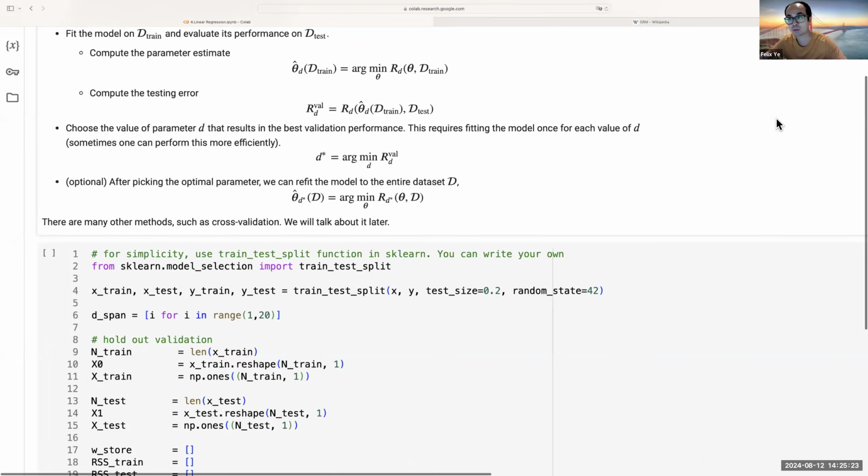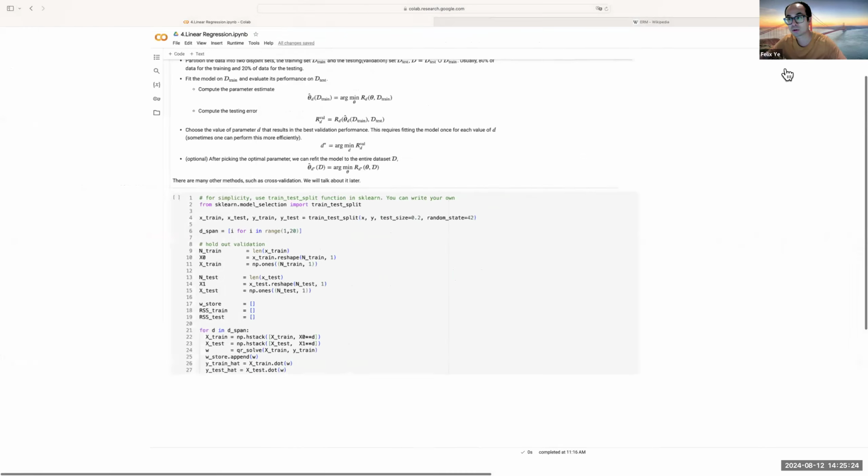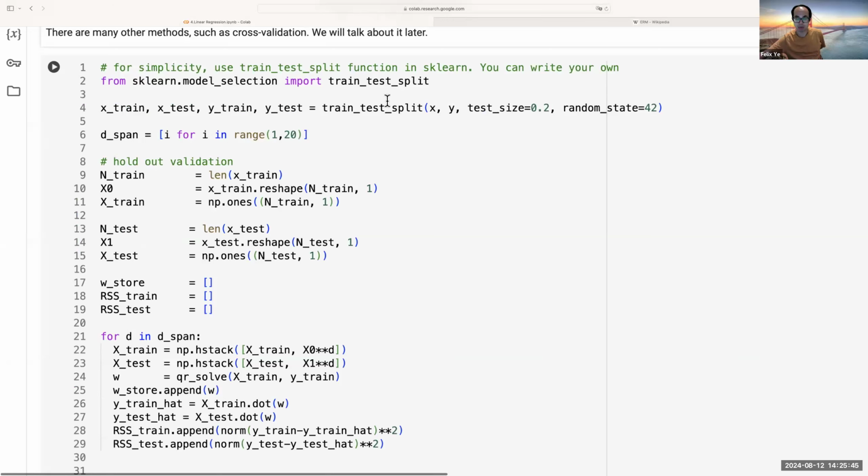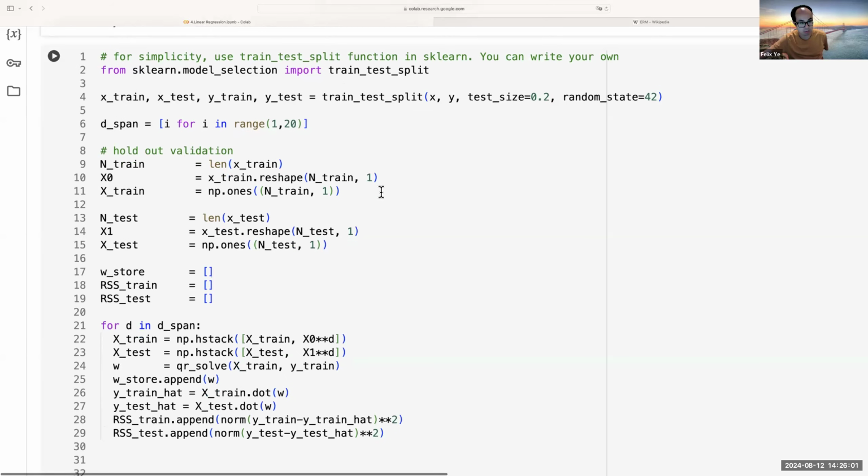So that's the same notebook we have seen before. Here is the difference: we're using this train_test_split from scikit-learn. It's just for convenience. You can also write your own if you need to, but for this whole course, you could use this function right here. And we're going to try different Ds, D ranging from 1 to 19, I believe. So this is a lot of choices here, and we'll actually need to hold this out.